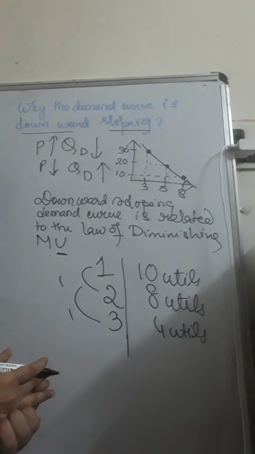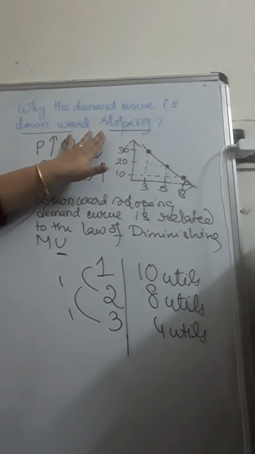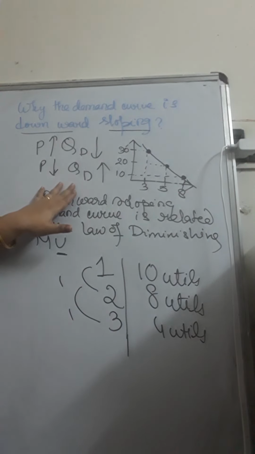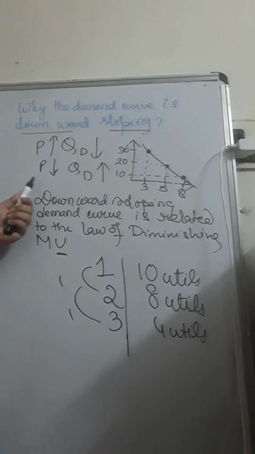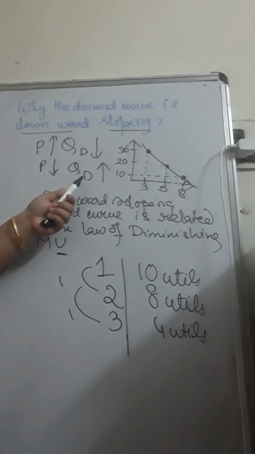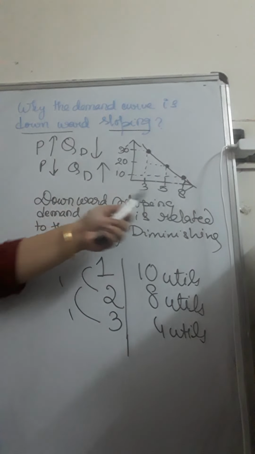Now we will explain in this video why the demand curve is downward sloping. The downward sloping demand curve is proved by the law of demand, which shows that price and quantity demanded are inversely related, and any kind of inverse relation between two variables gives us a downward sloping curve.